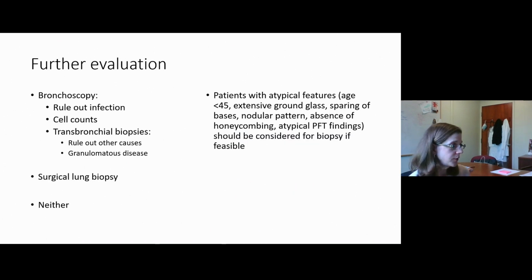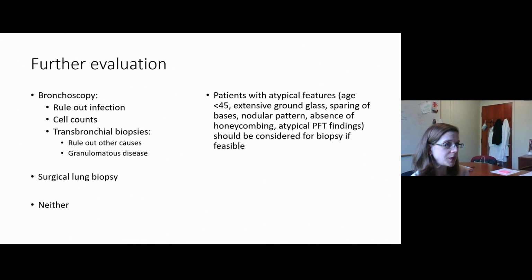So you've done your history and physical exam, you've done your imaging, you've done your pulmonary function tests, you are concerned about interstitial lung disease. What about further diagnostic testing? Well, bronchoscopy has a limited role in the evaluation of interstitial lung disease. It is helpful to rule out other problems, such as infection, such as malignancy, and it can be helpful actually in the diagnosis of granulomatous disease, which you'll likely hear about later.